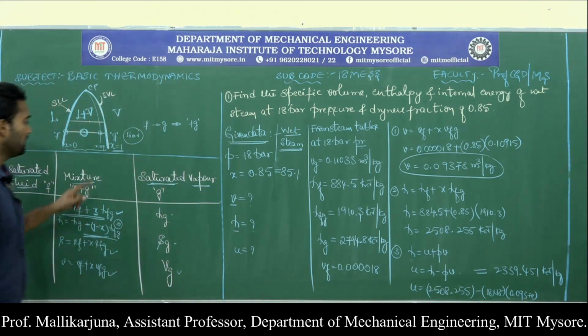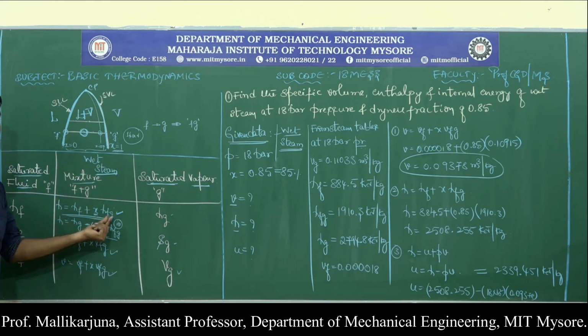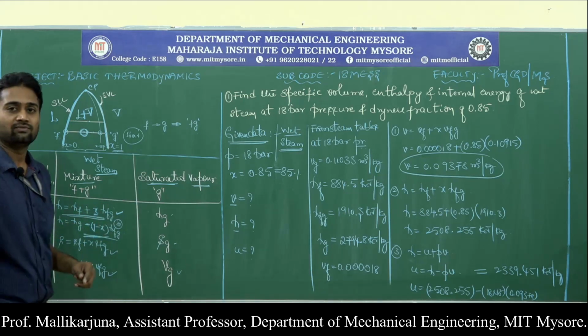Now the question is, for the mixture or for the wet steam, I need to look for the formulation. This is wet steam. The formulation goes like this: f plus x times fg, whatever the property you are looking for, f plus x times fg.